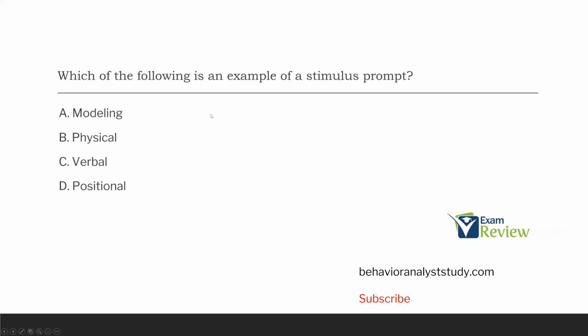Which of the following is an example of a stimulus prompt? All right, remember we have stimulus prompts, we have response prompts. Response prompts act directly on responses, obviously. Stimulus prompts manipulate the antecedent stimuli in some way. So A, modeling. Is modeling a stimulus prompt or a response prompt?